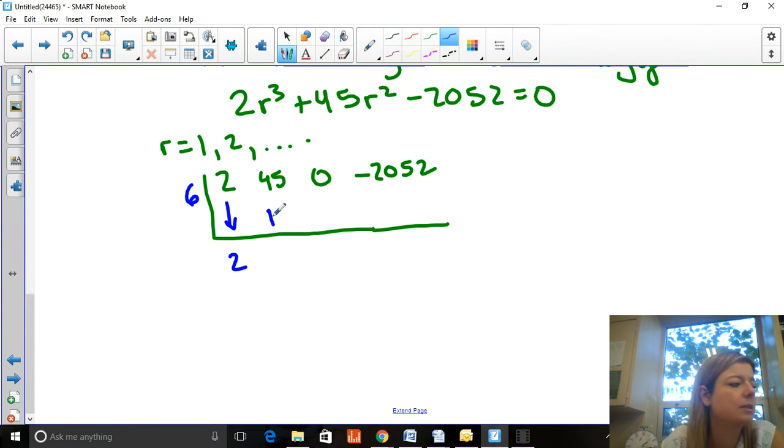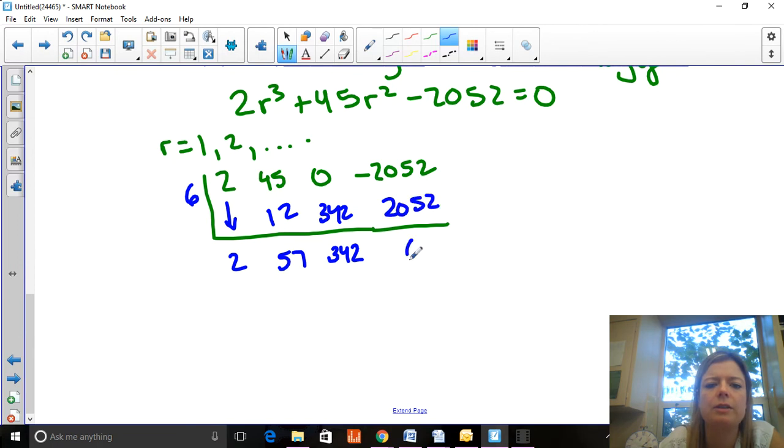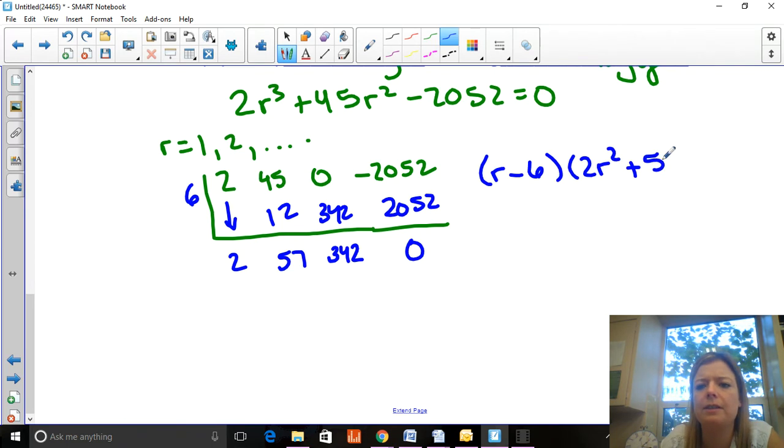So you get 2 times 6 is 12, and that gives you 57. 6 times 57 is 342. So that's 342. And 6 times 342 is 2052. So you get 0. So you have (r minus 6) times (2r² plus 57r plus 342). At this point now, you can use the quadratic formula. You do not have to factor this junk. Sorry, so this all equals 0 still. You've got to include that equals 0.